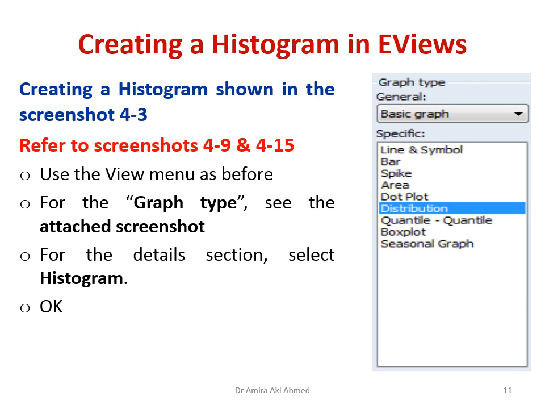Under the second section that has the title Graph Type, select Basic Graph from the General category. Then choose Distribution from the specific category. As you select distribution, the details section changes and the distribution options appear as displayed in the right hand side of the dialog box with the screenshot 4.15. From the drop down menu, select histogram, which is the default. Then hit the OK button. By doing so, the histogram shown in the screenshot 4.3 appears.